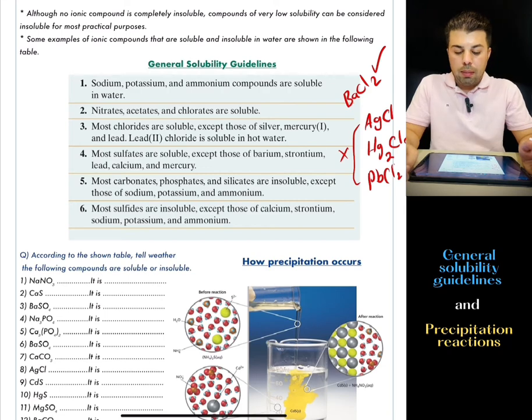Rule number 4, most sulfate compounds are soluble except those of barium, strontium, lead, calcium and mercury.